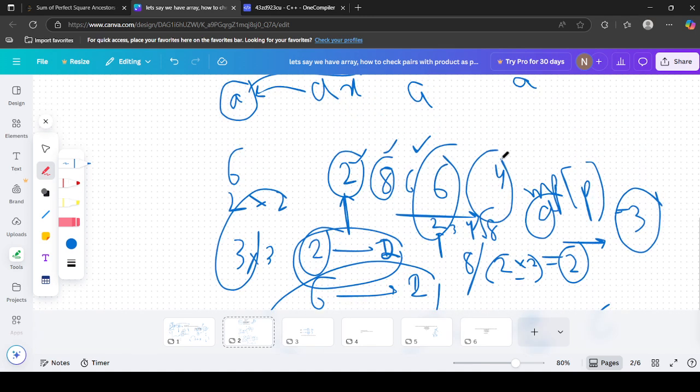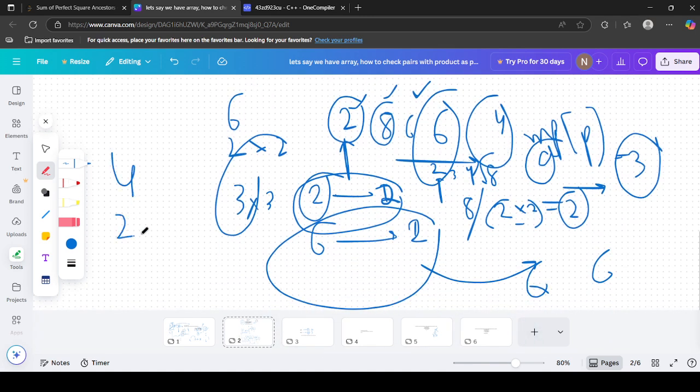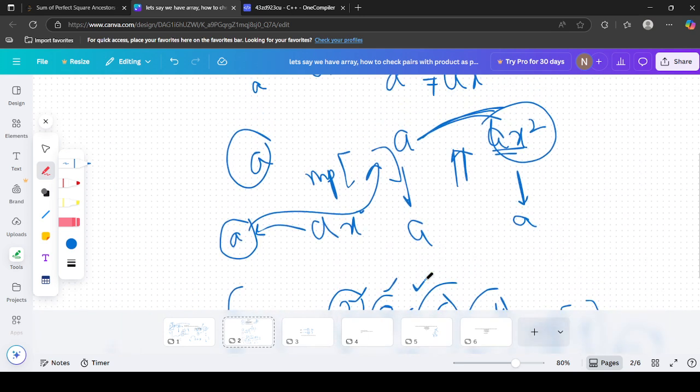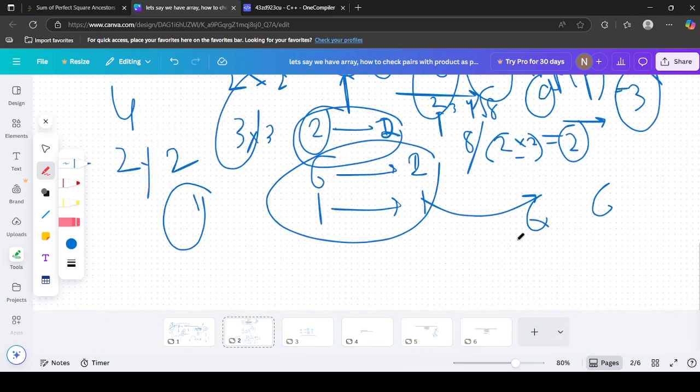And similarly, let's come to 4. Is 2 into 2 divisible into 4? Yes. So simply divide, what value do we get? 1. Is there 1 already? No. So add 1 to the map with count 1. In this way, if we store the ultimate boiled down square free value, then whenever we have an index, we can answer quickly.